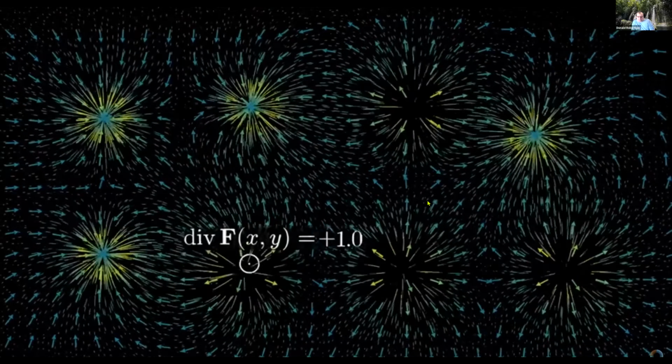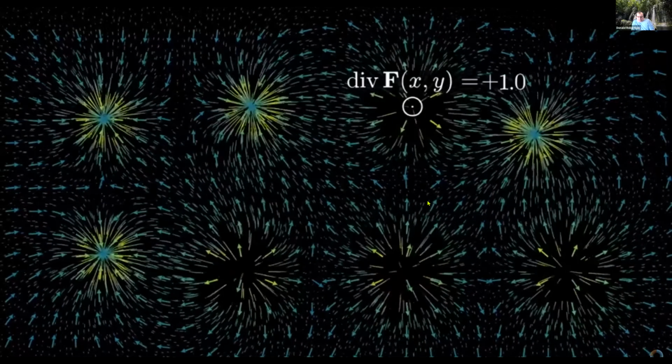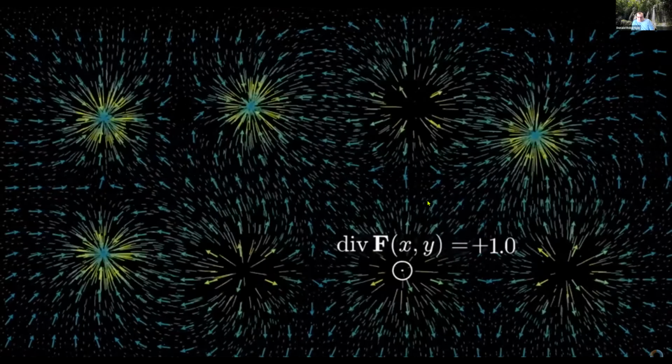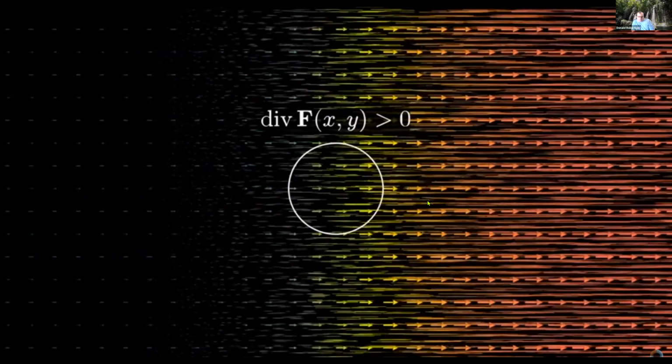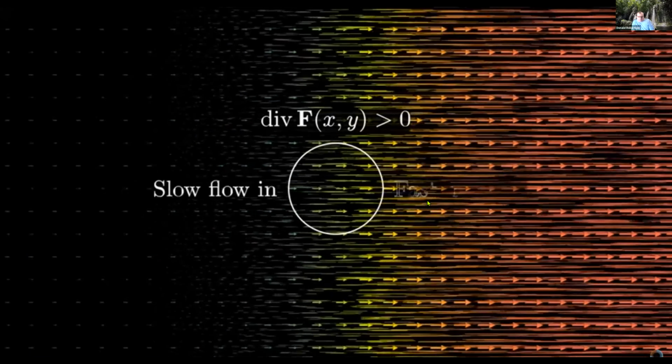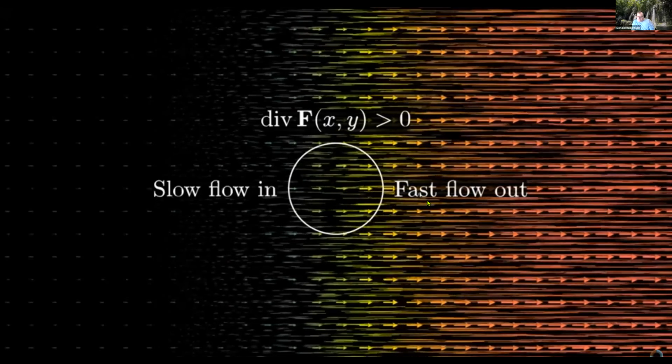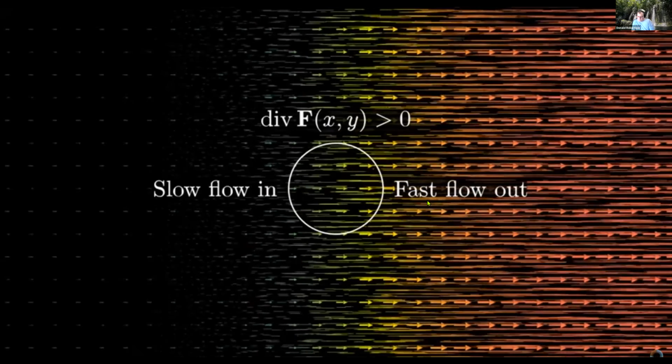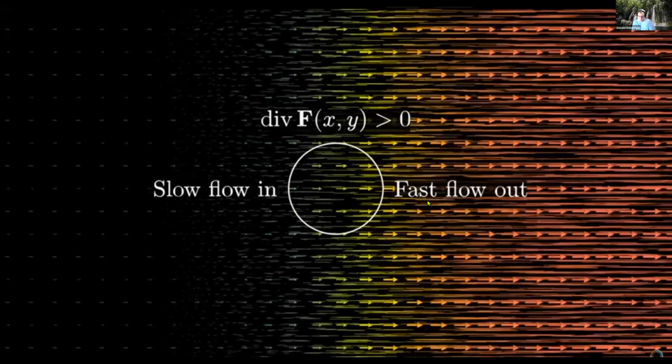And it doesn't just have to be that all of the fluid is flowing away from that point. The divergence would also be positive if it was just that the fluid coming into it from one direction was slower than the flow coming out of it in another direction, since that would still insinuate a certain spontaneous generation.